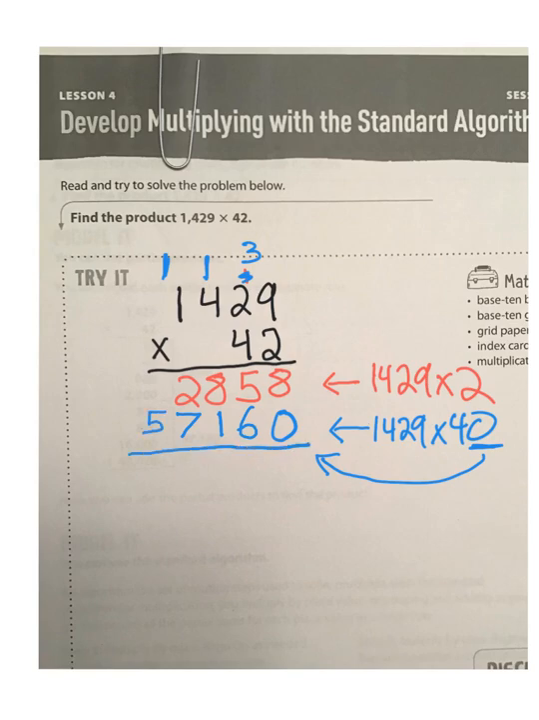So now I got these two numbers. Anybody know what I need to do with those two numbers? Anybody got a theory? I've multiplied by the 2, and I've multiplied by the 40, and I've got all these numbers here. Carter H., what do you think I should do now? Maybe you could add them. Sure, let's add them up.